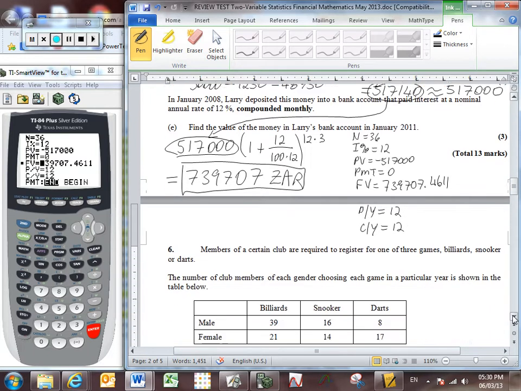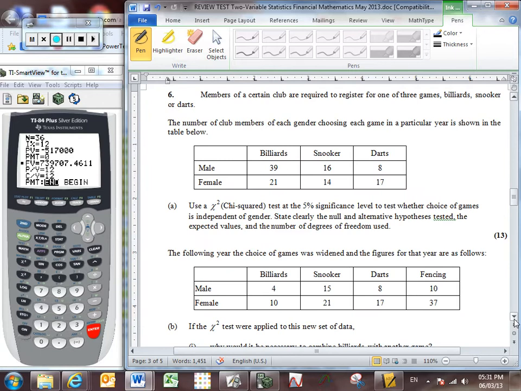Alright, number 6. Members of a certain club are required to register for one of 3 games, billiards, snooker, or darts. And we can see the table of data has been given. We need to use a chi-squared test at the 5% significance level to test whether choice of games is independent of gender. So here's our gender classification, male or female, and billiards, snooker, or darts, that's the choice of game. State clearly the null and alternative hypotheses tested.